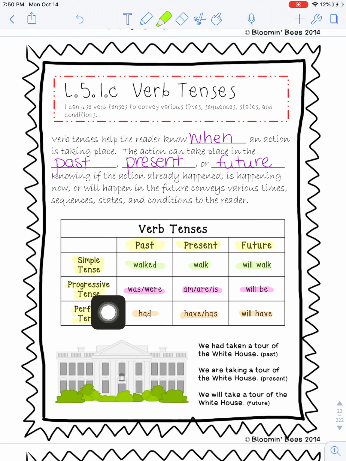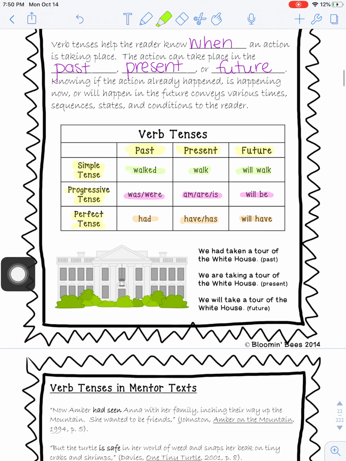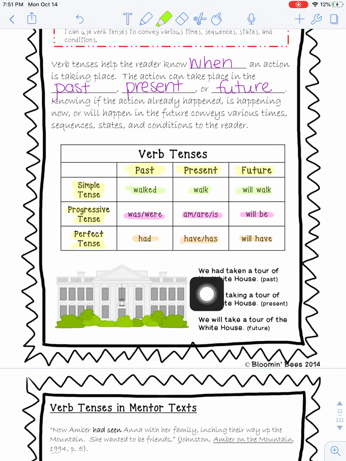So you don't necessarily use all three of these together. It's either simple, progressive, or it's perfect, okay? Now with the perfect and with the progressive, you need to add the verb. So it's without the verb. All right, so here are some examples below, and it says we had taken a tour of the White House, and this is going to be past because it says had taken, okay? So you have perfect past, had taken.